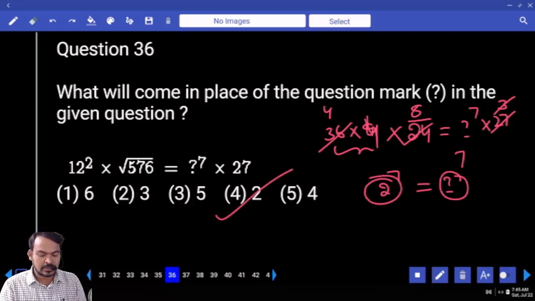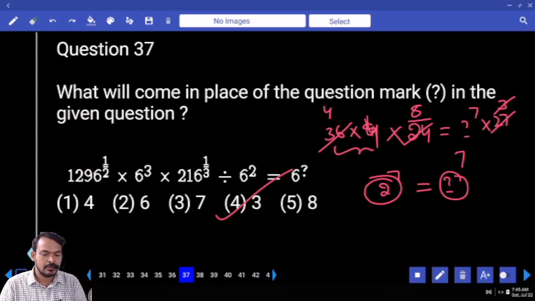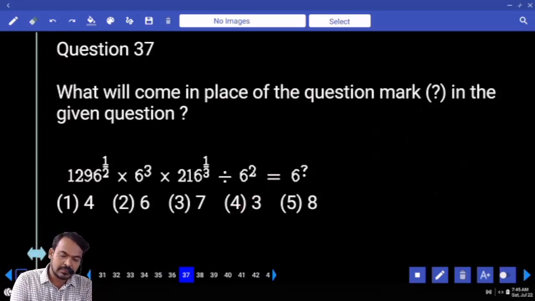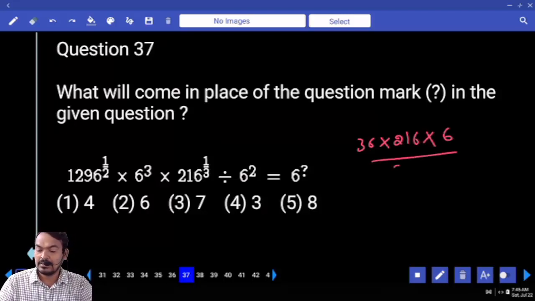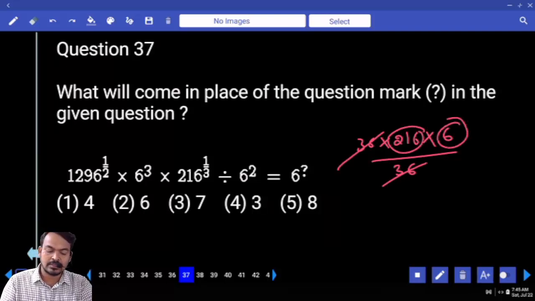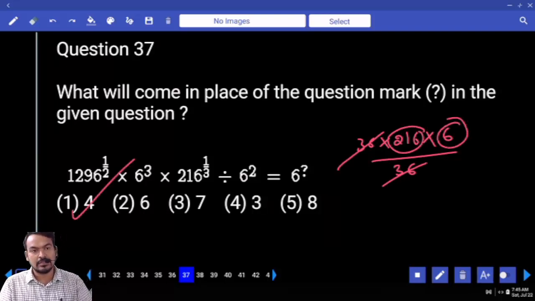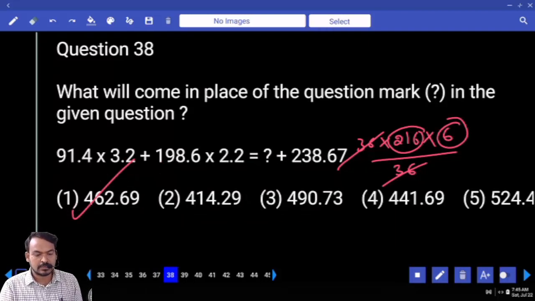Next question number 37. 1296 power 1 by 2. That is written as 36 into 6 cube means it is 216. Again 216 power 1 by 3. 6 square means 36, sir. 36 36 cancel. 216 already power 3. Here 6 power 1. Overall it is 6 power 4. What is the answer? 4. Next 38.